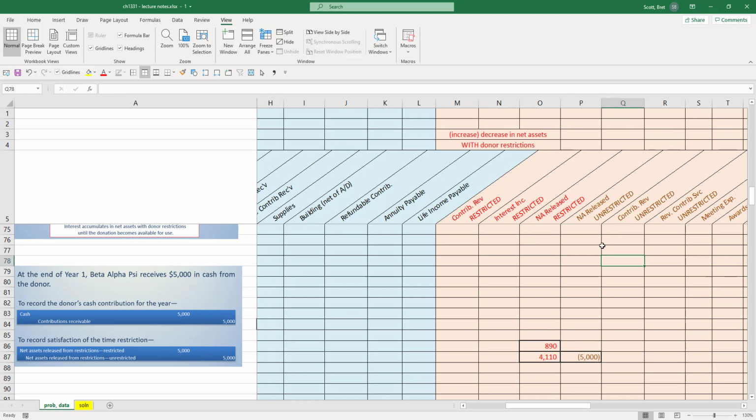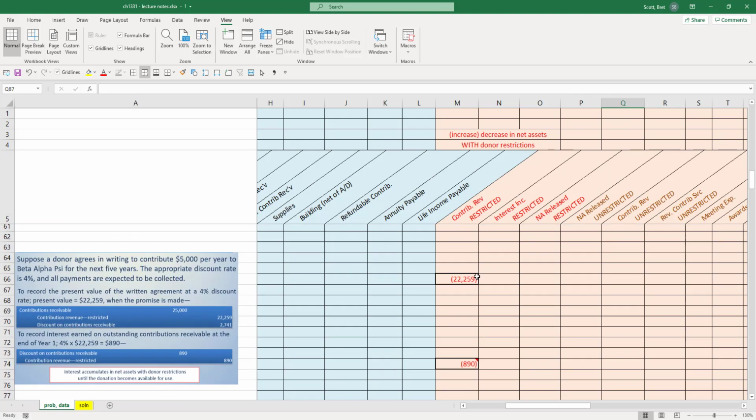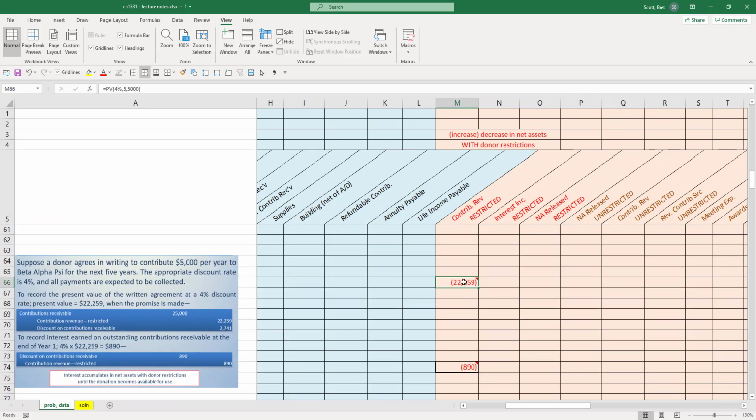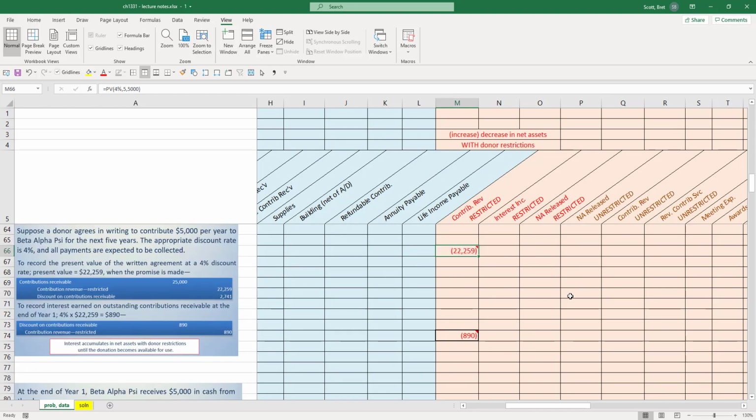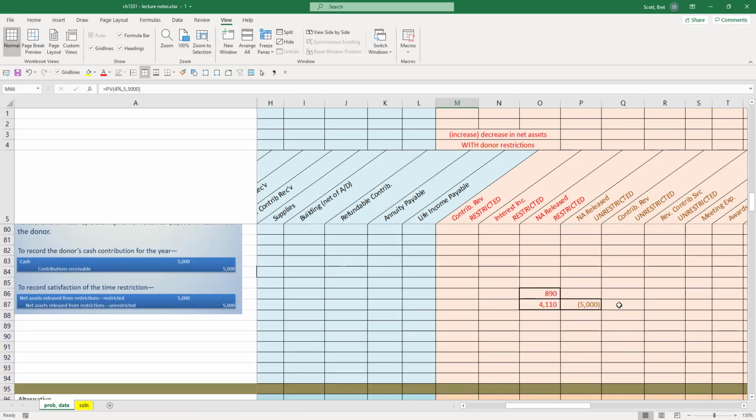And we call this NA release, net assets released unrestricted, which for us is another way of saying contributed revenue. Rather than just straight up giving us cash for $5,000, which they could give us $5,000 in cash, debit cash. If they did, we would credit contributed revenue unrestricted for $5,000.